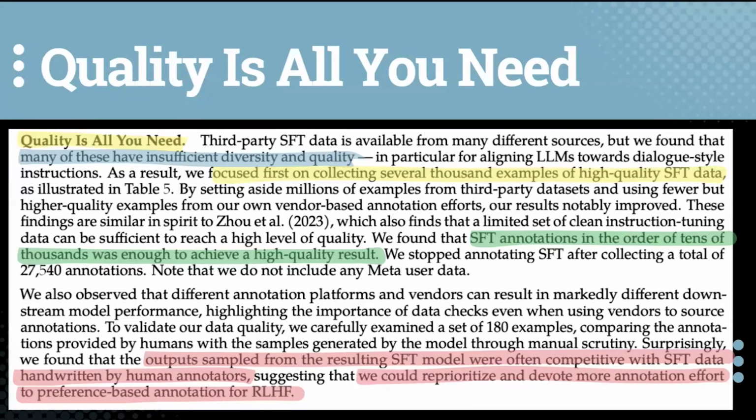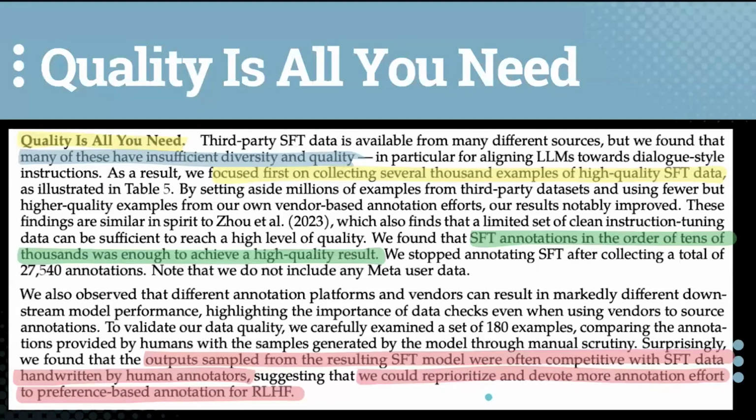And they kind of did the same thing you would expect. They went and collected several thousand samples of high quality SFT data from humans. And then they realized like SFT on the order of tens of thousands was actually enough. That was enough. They stopped annotating SFT data after they got enough. Smart. And they realized that after it got good enough, the outputs that they were getting from the resulting model were often about as good as the outputs they were getting from humans.